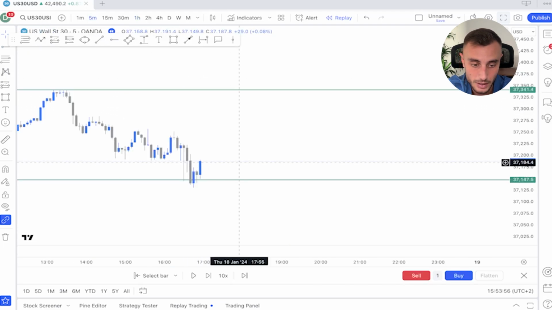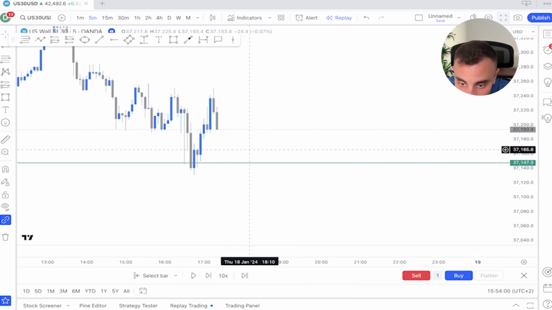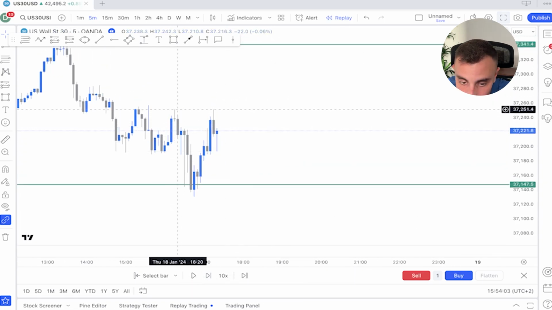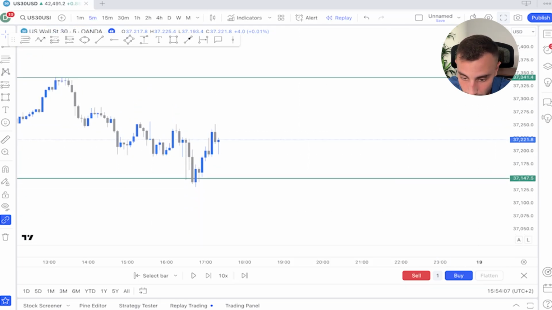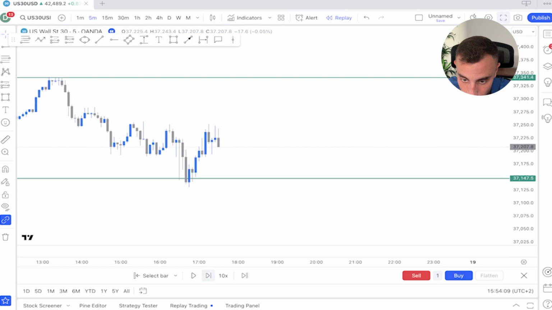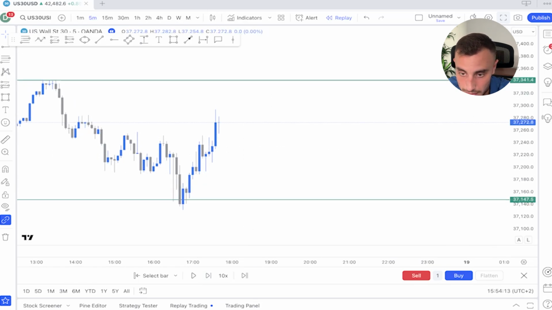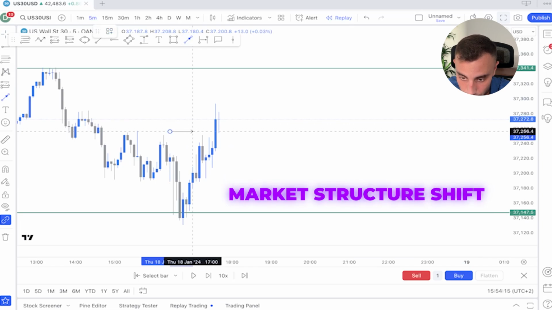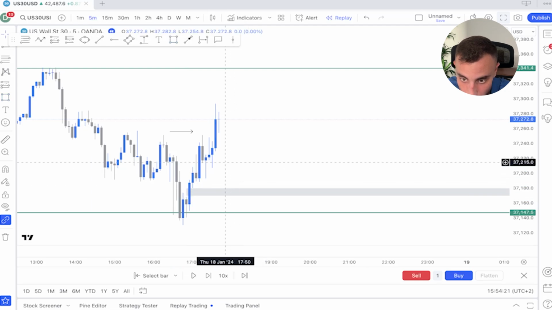Let's see. Can we get a market structure shift, an aggressive one? Okay. Do we have a break here? Let's see. No, we don't have a break there. We don't have a market structure break. So let's continue. Oh, here we go. Now we have a break. So let's see. We have a market structure shift here. We have a fair value gap right here. And do we have another one? Yes, we do.